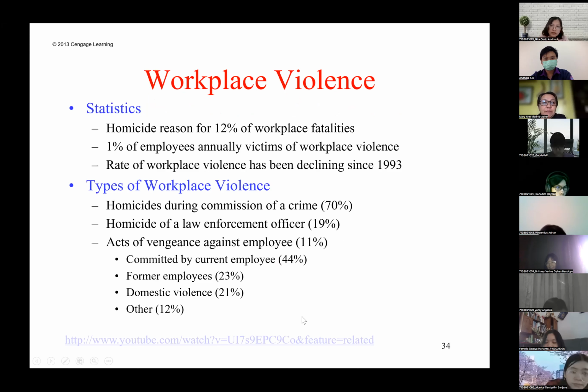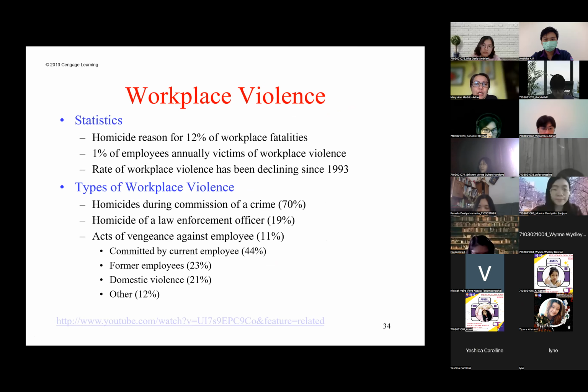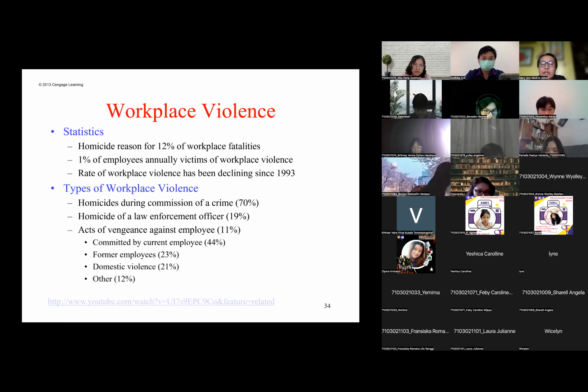According to studies by Cengage Learning, 2013, homicide accounts for 12% of workplace fatalities. So of the violence committed in different companies, 12% of it has caused death to some employees in that organization. And 1% of employees yearly is a victim. While it's very minimal, 1% is still an employee. Imagine in a year, there's one employee who will die because of workplace violence. Although this is already declining since 1993.